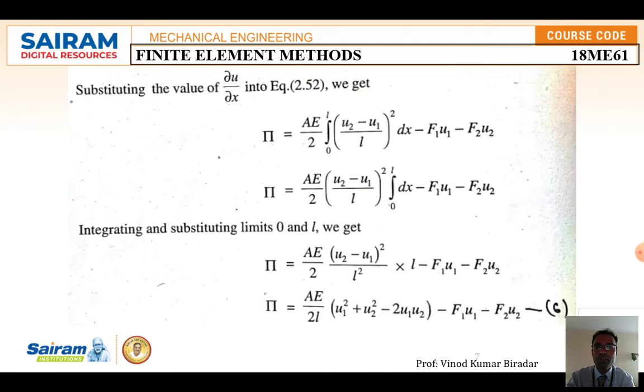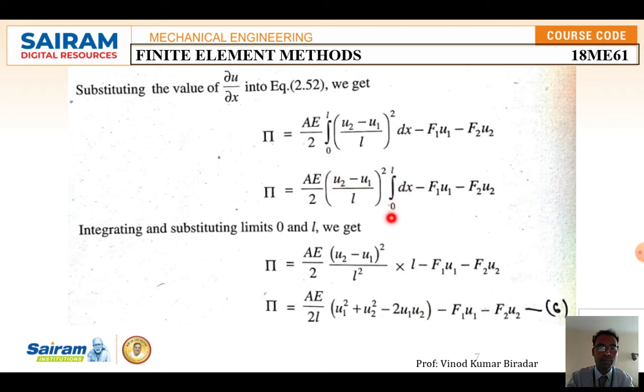Now substitute that du/dx value in the above equation. You get pi is equal to AE by 2 times the integration from 0 to L of ((u2 minus u1) by L) whole square dx, minus f1 u1 minus f2 u2. This is a constant term, so keep it outside: AE by 2 times ((u2 minus u1) by L) whole square times the integration from 0 to L of dx, minus f1 u1 minus f2 u2.